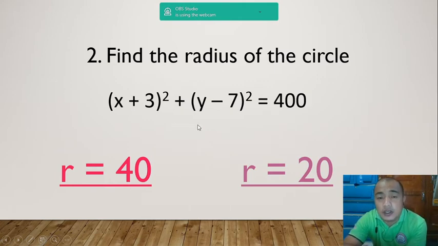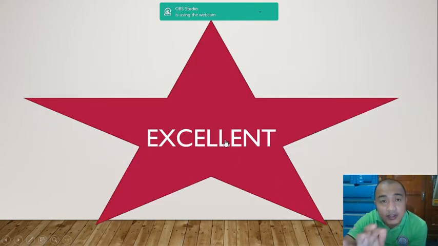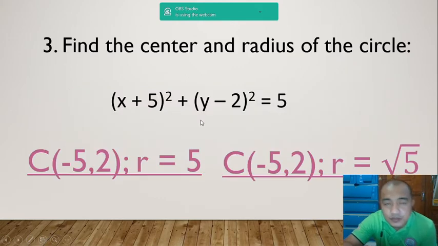Find the radius of the circle. Of course, you know what to do. Get the square root of 400. Is it 40 or 20? Definitely, the answer is 20, right? 20 times 20 is 400. 40 times 40 is 1,600. This is the correct answer, 20. Okay, if your answer is 40, try again. It should be 20. Excellent.